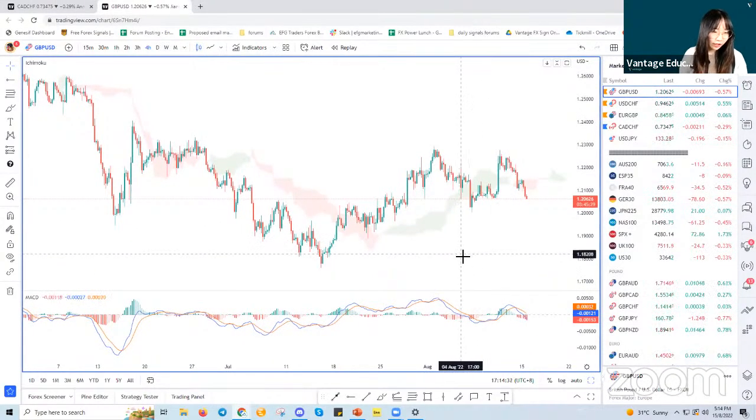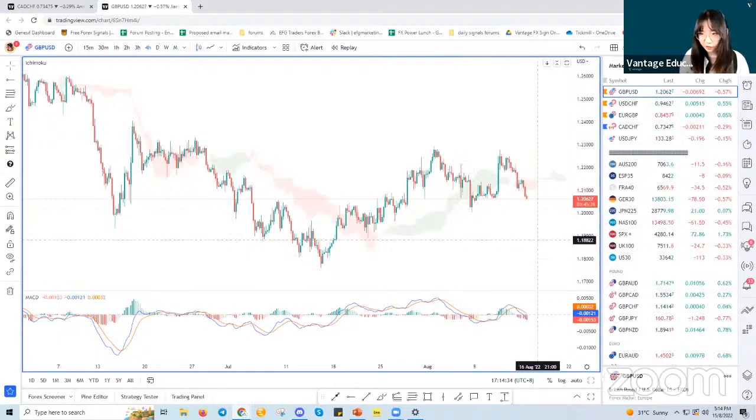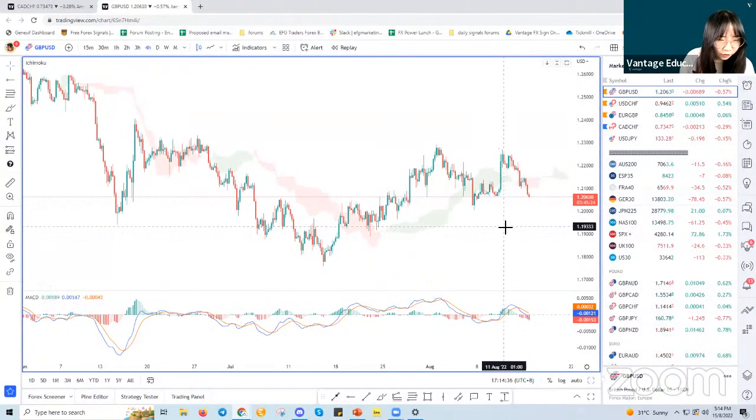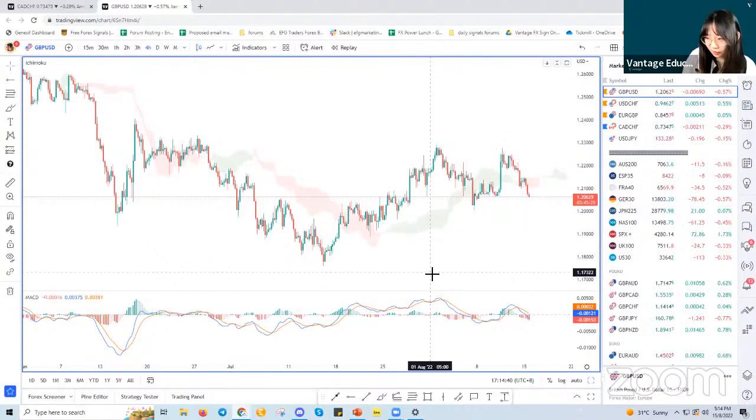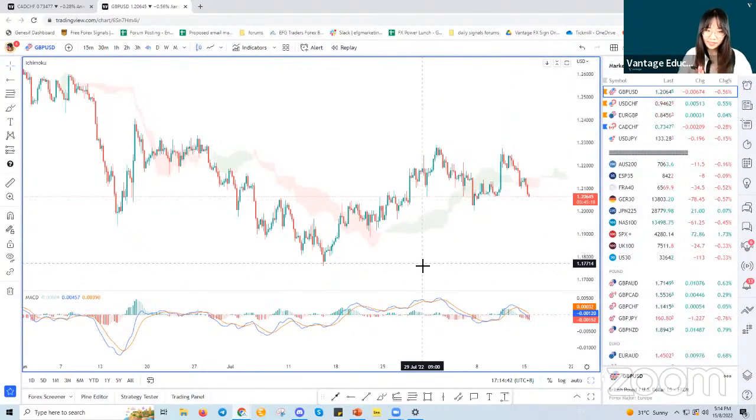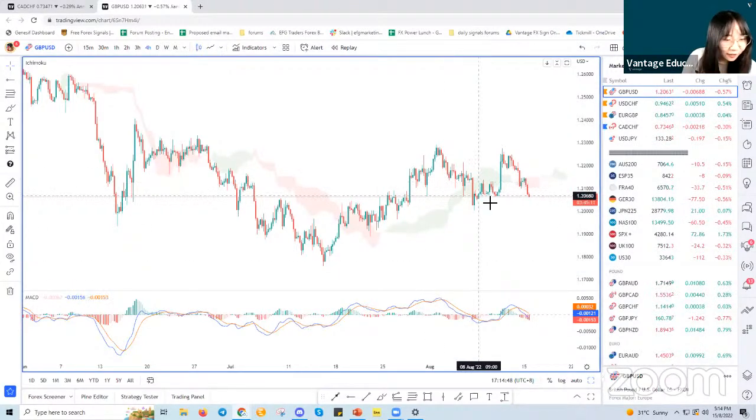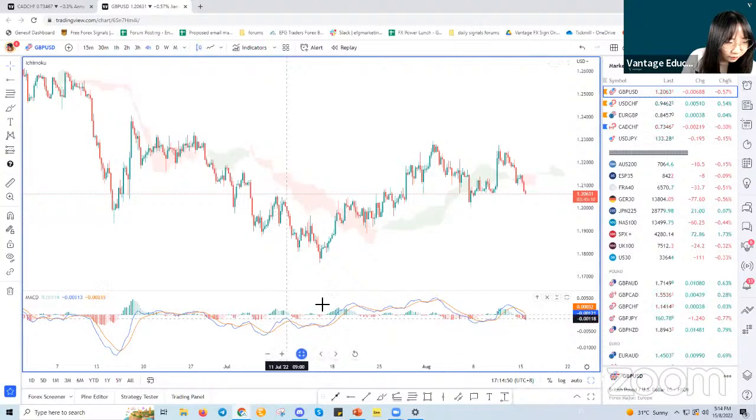Now we move to GBP USD. Do you have any expectation of this pair? Do you think the price may go up or go down? I'd like to know your idea here. Do you have any idea about this pair?